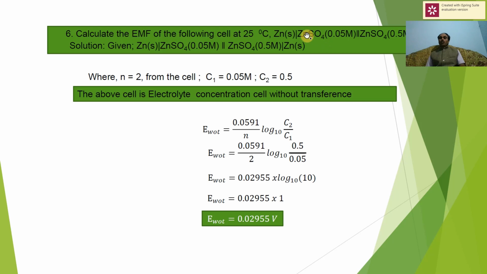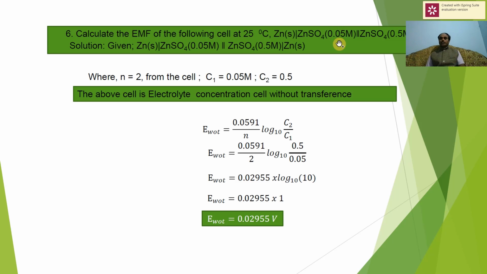And look at the electrolyte on both sides. There is ZnSO4 and ZnSO4. Yes, of course, there is a difference in the concentration of the ZnSO4 in the left-hand electrode as well as in the right-hand electrode. Here 0.05 molar and here 0.5 molar. It means that it should be an electrolyte concentration cell. Yes, now it is an electrolyte concentration cell.